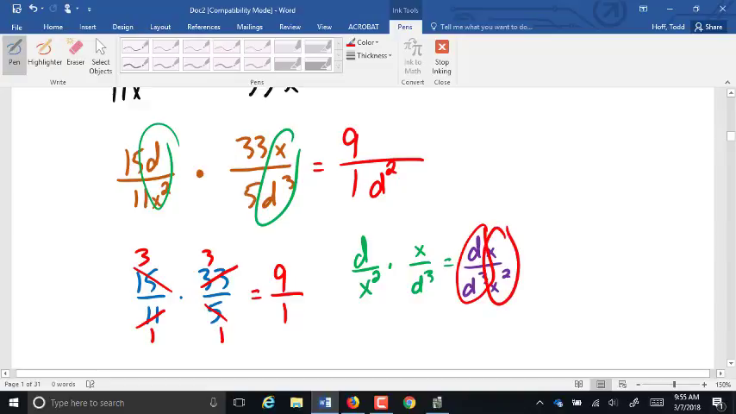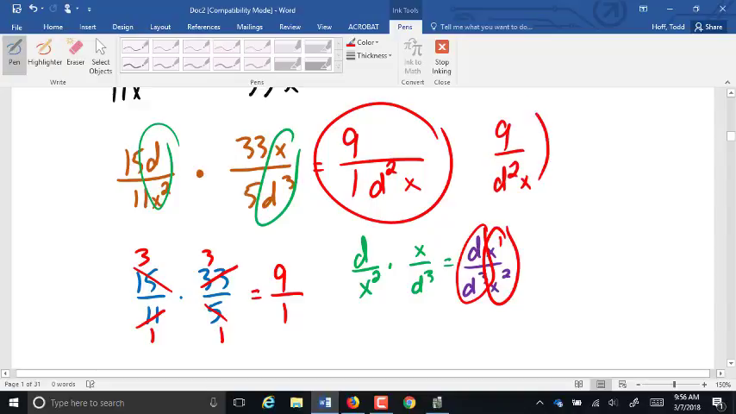Where does my x go? Bottom and power of 1, or just x. 2 minus 1 is 1. So it's x to the 1, or just x. So that is 9 over 1 d squared x, or you could write it as just 9 over d squared x. Question.